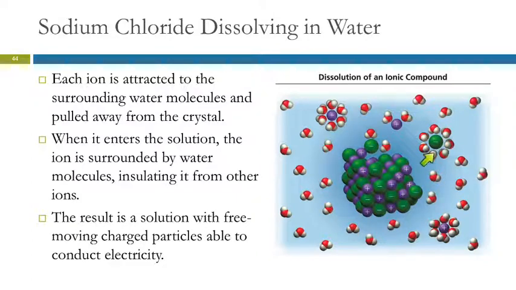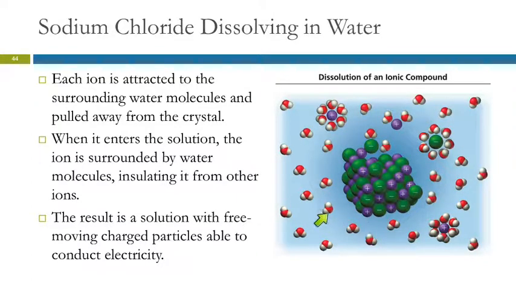And then over here, the water's turning its other side to the chloride and doing the same thing. And so these ions now are able to move out into the water. And they're not stuck next to each other anymore. Does that make any sense?